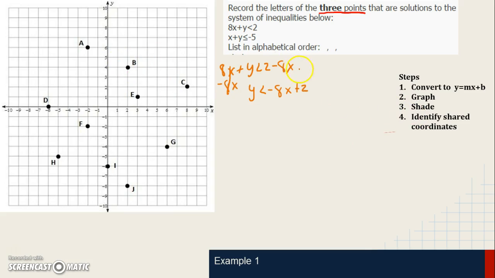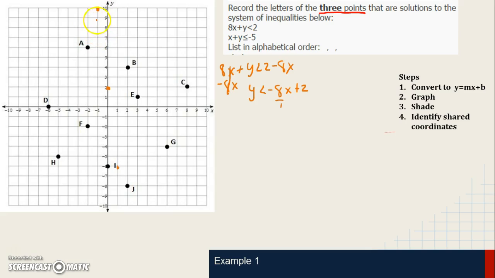So now I graph. I start at 2, and then I go 8 over 1. So rise of 8, run of 1. Rise of 8, so from 2, 3, 4, 5, 6, 7, 8, 9, 10, that's up 8 over 1. And now I have this nice solid line from these 3 points.